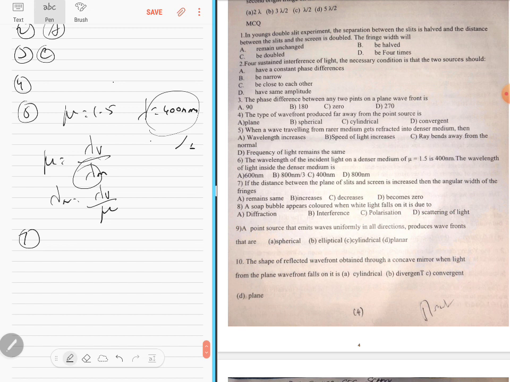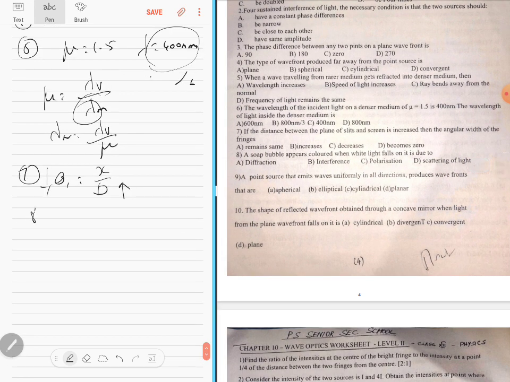The distance between the plane of the slit and the screen is increased; then what happens to the angular width of the fringe? Angular width, as you just saw, is theta equal to x by capital D. If the distance between the plane of the slit and the screen is increased, the angular width of the fringes is going to decrease, according to me. You just tell me if it's wrong.